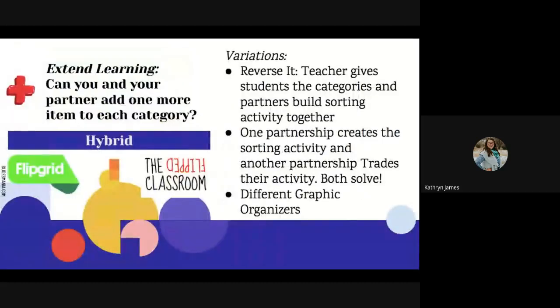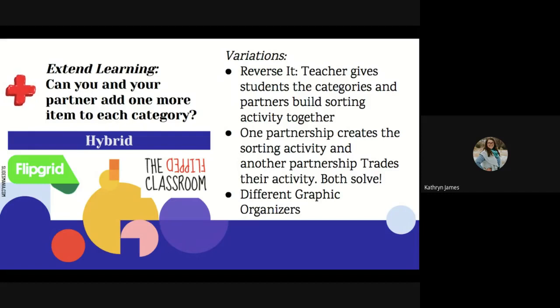So variations to this partner activity using Jamboard and breakout rooms: after they sort all their items, you could ask your students to find one more item to add. They may have to draw it, write it on a sticky note, or add a picture of another item that fits the categories that they have created.